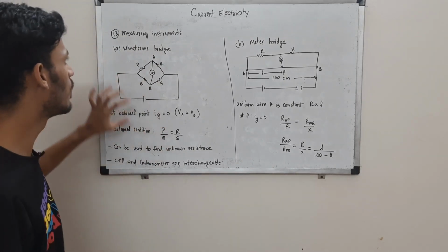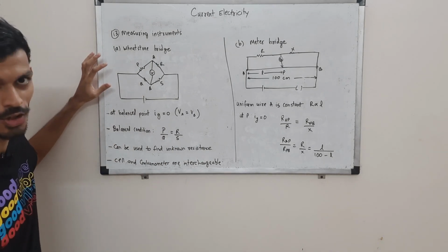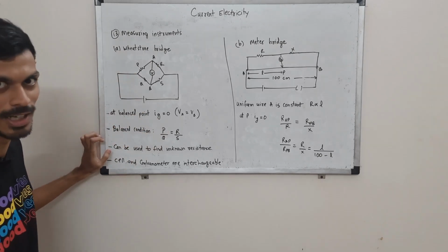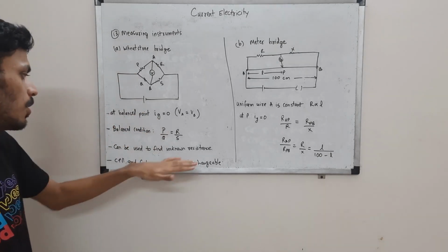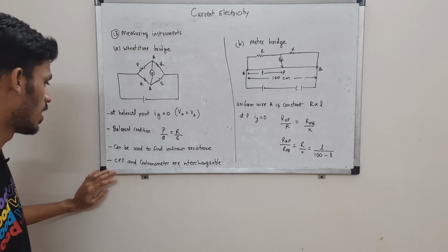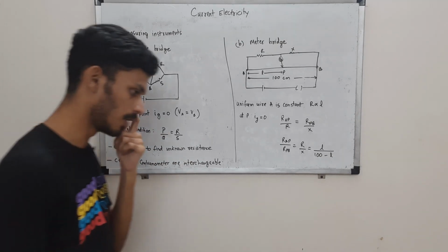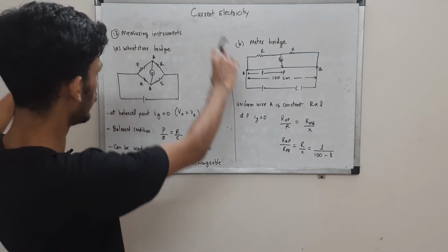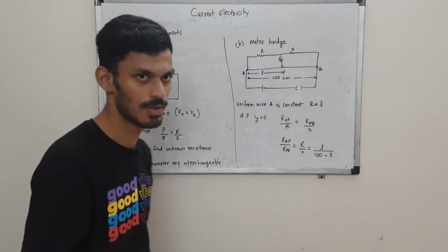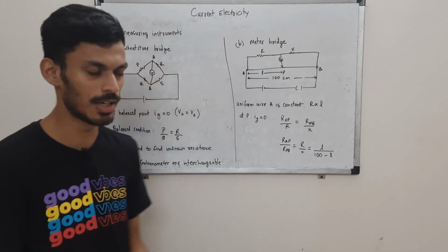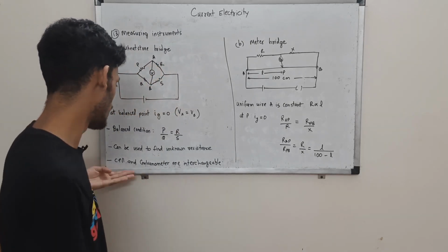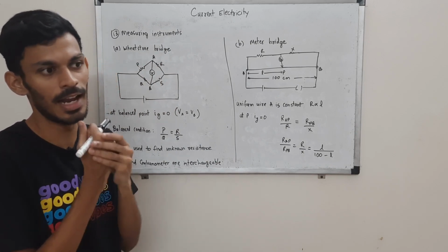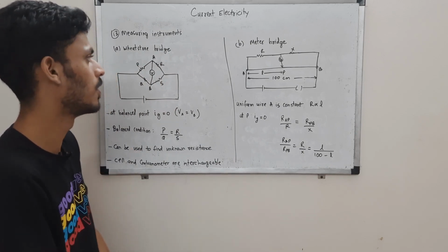You can derive that using Kirchhoff's law. You can apply Kirchhoff's law over here and reach this condition. As I told you, it can be used to find unknown resistance. And here you can also interchange the cell and galvanometer. The cell can be placed in place of the galvanometer, and the galvanometer placed like this. It's the same circuit, there is no difference. If they are interchanged, it will act like the same Wheatstone bridge.